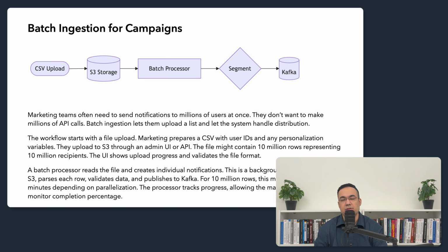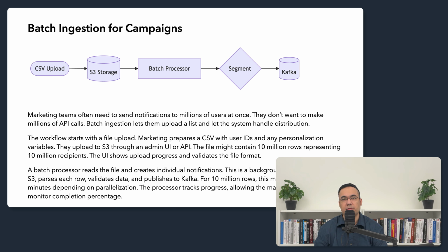Rate management spreads load over many hours. Dumping 100 million notifications into Kafka at once creates a massive spike that can destabilize downstream systems. Instead, limit the batch processor to publish maybe 10,000 per second. The campaign requires longer to fully queue but doesn't overwhelm the entire infrastructure.